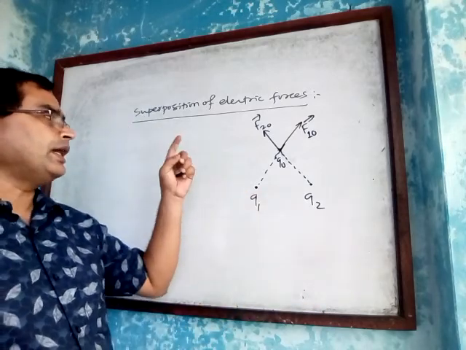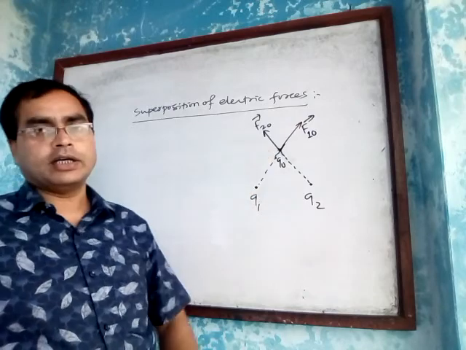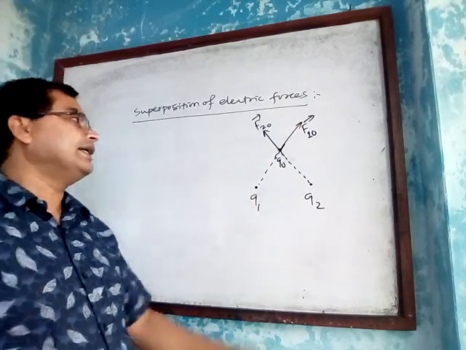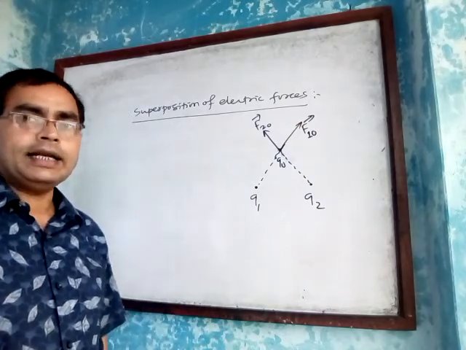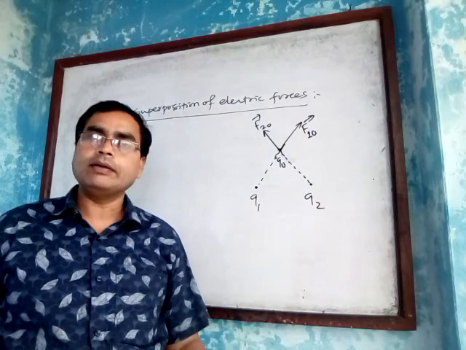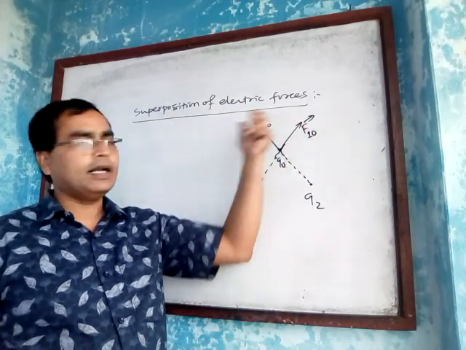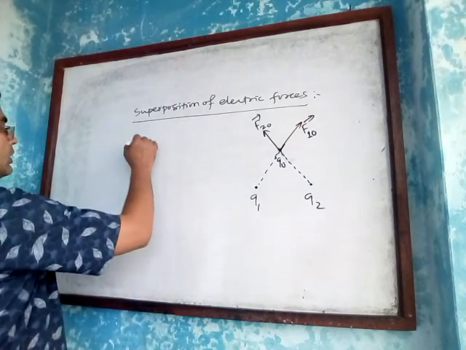Certainly, if we are asked to find the net force on the charge Q naught, then we add these two forces, and that is added vectorially, meaning by using vector rules, because forces are vector quantities. Okay?